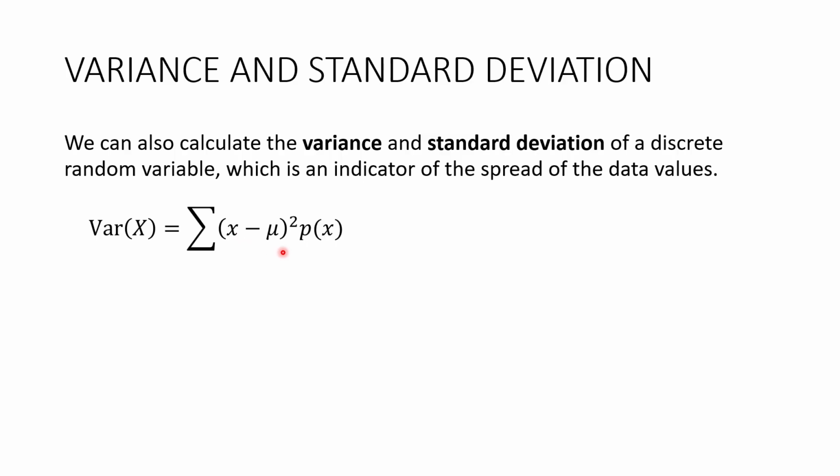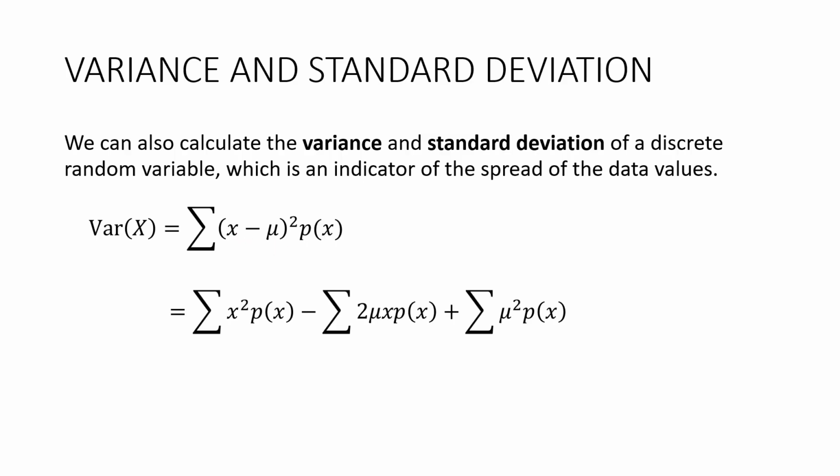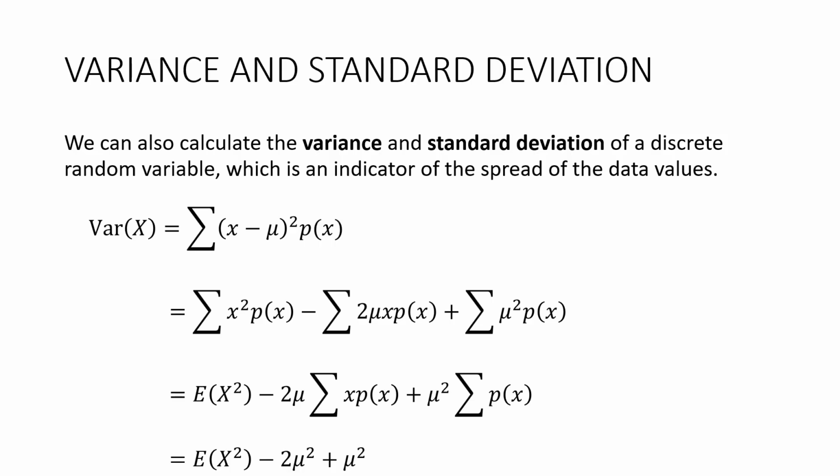Let's expand this out. Now you can see that I have separated it into 3 different sums. Here we have E(X squared), and here I'm going to take the 2 mu out the front, and here I'm going to take the mu squared out the front. Now here we have got E(X), or mu. And here the sum of all the probabilities has to be 1. So we have E(X squared) take away 2 mu squared plus mu squared. Here's the alternate formula, E(X squared) take away mu squared.